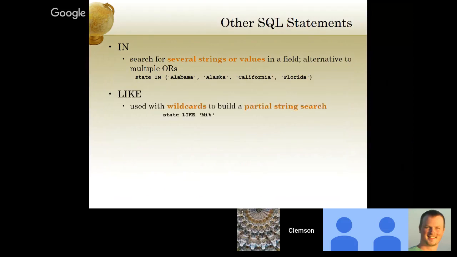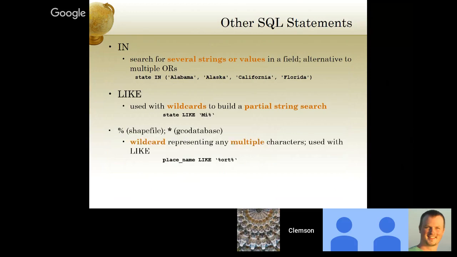The LIKE statement is combined with wildcards in a variety of ways. So you can do partial string searches where, let's say, your state started with MI, but you can't remember if it's Michigan or Minnesota or Mississippi or Missouri. You can do a wildcard search represented here with that % to search through all those remaining characters. And that will return anything as long as it matches this capital MI in the first two characters.